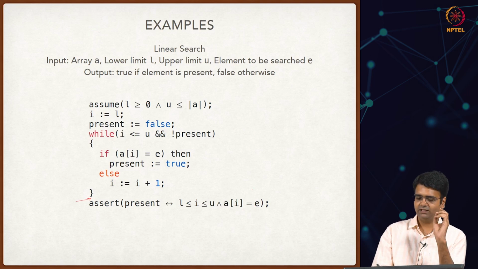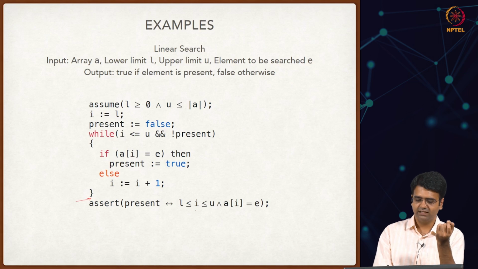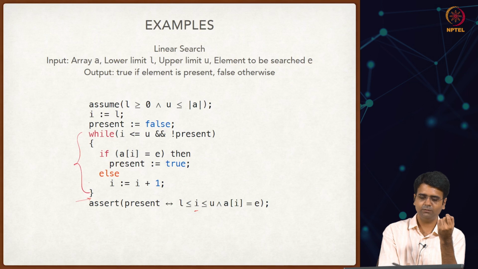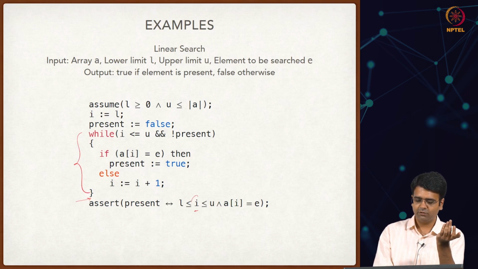So we know that if the element is present, then in fact the present variable will be true. And if the element is not present, then I will not be between L and U, because when this loop terminates and the element is not present, the value of I will be greater than U. Therefore, since I is greater than U, the present variable will be false.